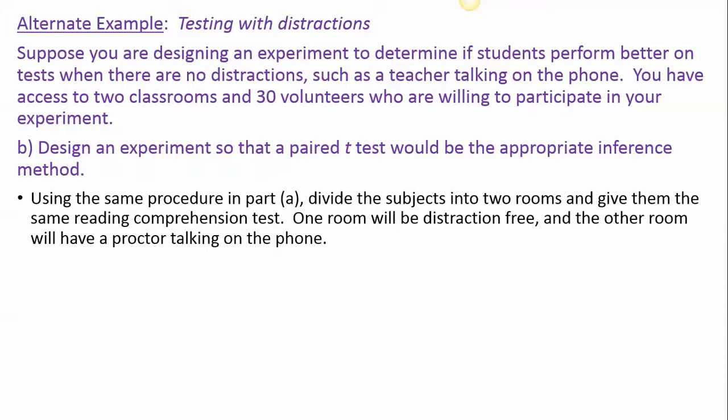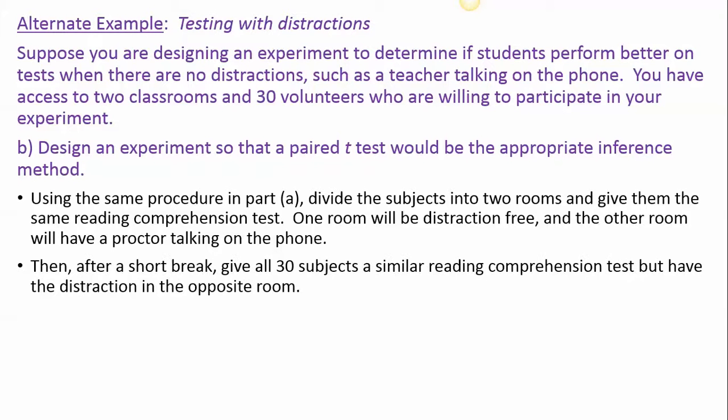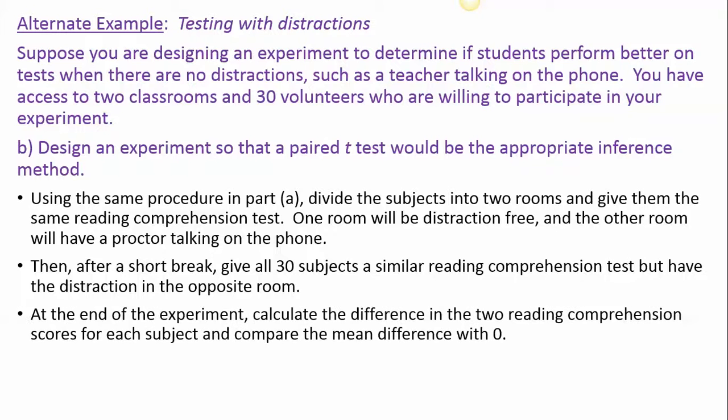So using the same procedure in Part A, we're going to divide the subjects into 2 rooms and give them the same reading comprehension test. One room with distraction free, and the other will have a proctor talking on the phone. Then after a short break, we'll give all 30 subjects a similar reading comprehension test, but have the distraction in the opposite room. At the end of the experiment, calculate the difference in the 2 reading comprehension scores for each subject and compare the mean difference with 0. So this would be our paired t-test.